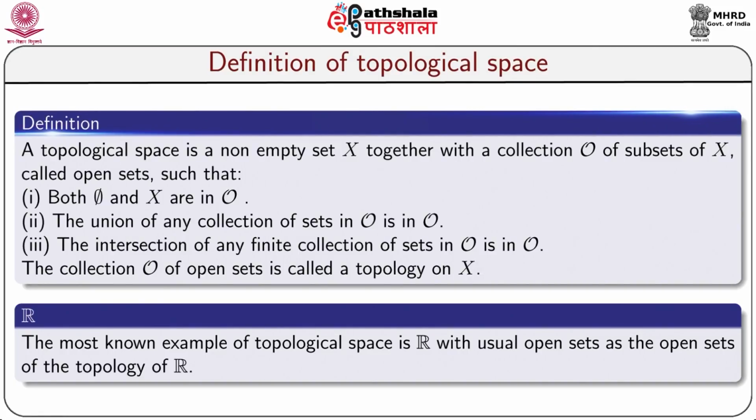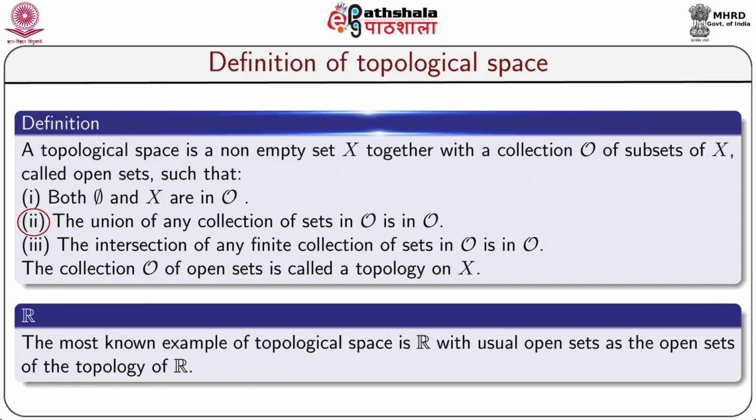Now, we will give a formal definition of topological space. By a topological space, we mean a non-empty set X and a subset O of the power set of X which satisfy the following properties. First one is both the empty set and the whole set X are in O.